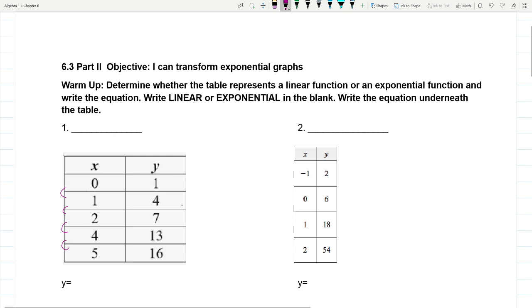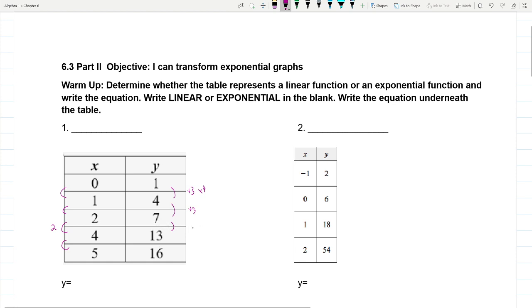Then I look at the y's and I go, okay, how do I go from 1 to 4? I can go from 1 to 4 by adding 3 or multiplying by 4. Let's see if either one of those patterns holds up for the rest of them. 4 to 7, that's adding 3. And then there was a jump from 2 to 4, so that jumps by 2. I was about to say it goes from 7 to 13, which isn't really quite there.